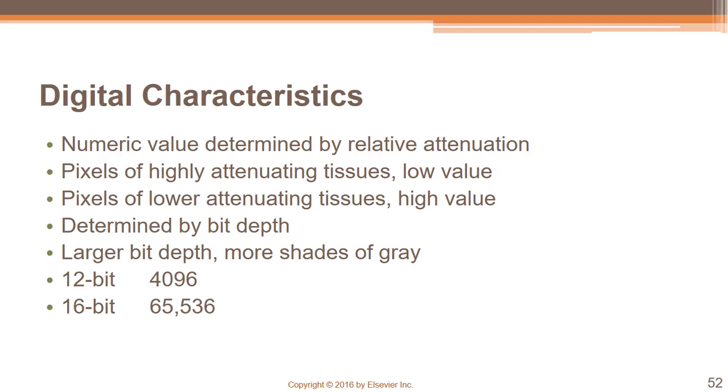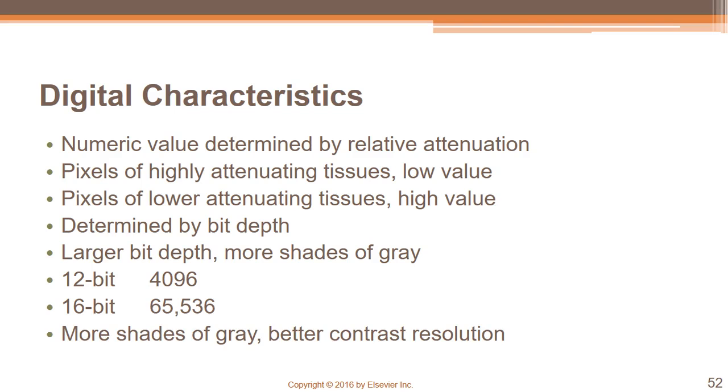So you want a larger bit depth so that you can have more shades of gray. And a system that has a greater number of shades of gray can give you better contrast resolution. And that's the bottom line here. So when you talk about a digital image, you want more shades of gray.